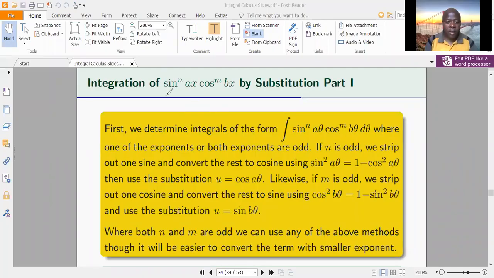Welcome, and let's continue with our lessons in integral calculus. Today we're looking at how to integrate products of sine and cosine.